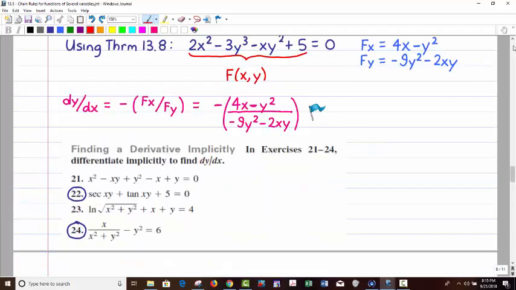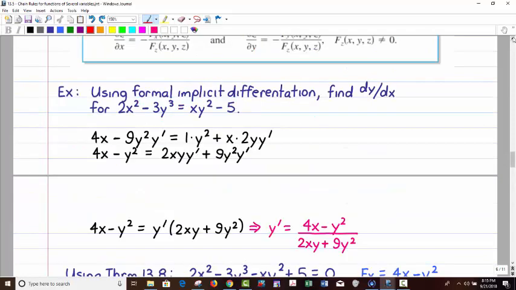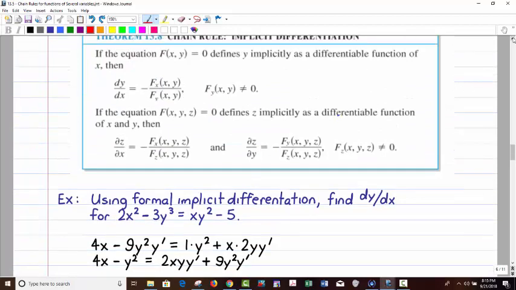Let me go back up here. I did copy those rules, but let's take a look at them. So if it's defined implicitly in terms of x, y, and z, and then you want the derivatives for z, there'll be 2 of them. There'll be partials in this case. Obviously, when there's 2 variables, y as a function of x means dy/dx. But z in terms of x and y means partial of z with respect to x, partial of z with respect to y.